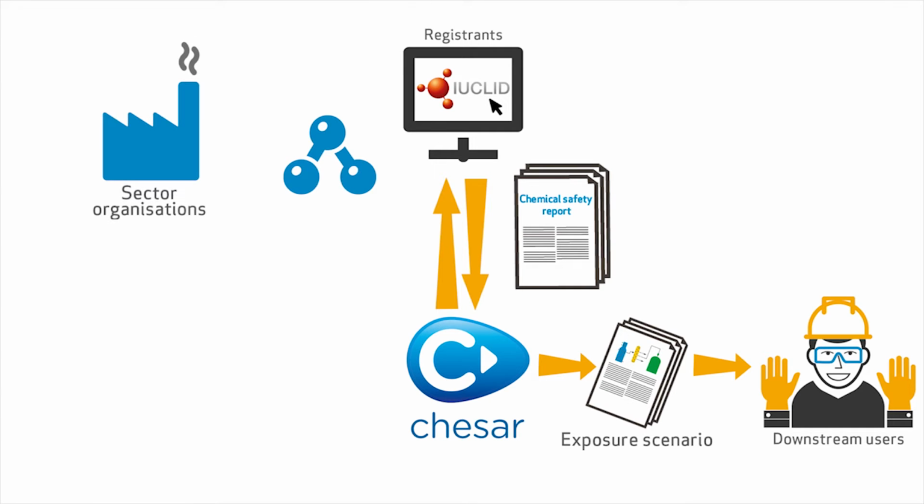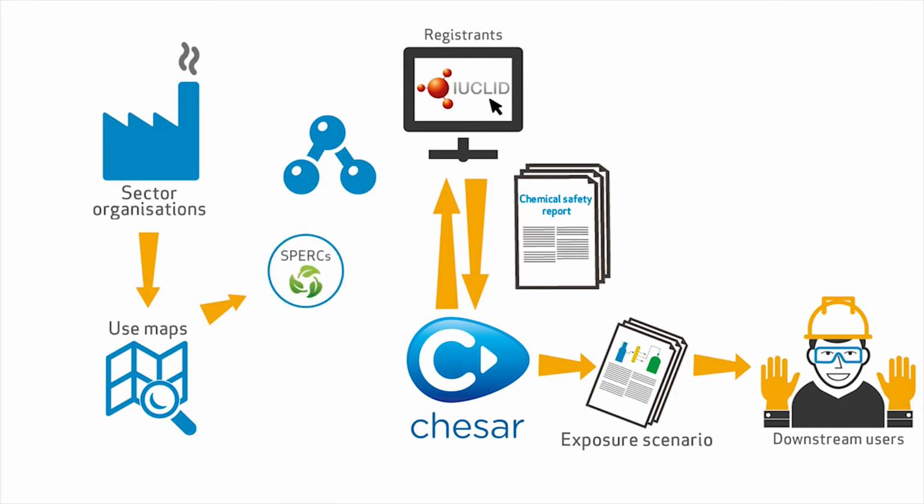Different industry sectors develop importable content such as use maps to inform about the uses of chemicals in a harmonized and structured way, SPERCs to inform about environmental release values and related conditions of use, SCEDs to inform about the conditions of use by consumers, and SWEDs to inform about the conditions of use by workers.